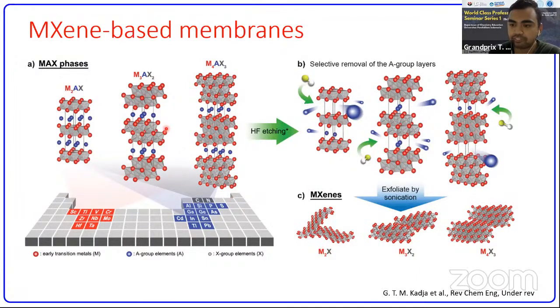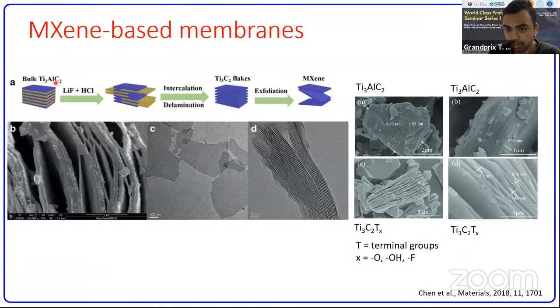So for example, if we have titanium aluminum carbide, we etch the aluminum, we could get the titanium carbide nanoseed. For example, here, we will have the titanium aluminum carbide. We etch the aluminum layer using the in situ HF formation. So we would have this one, the nice nanoseed layers. This is the morphology of the MAX phase, and this is the morphology after we etch the aluminum layers.